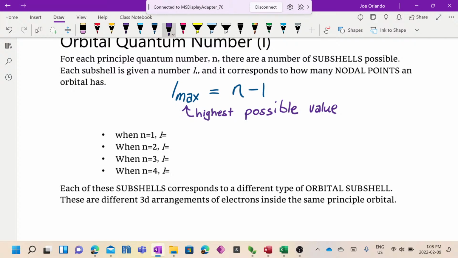The only possible value of L equals 1 is... By the way, I usually write L as a cursive L so that we can see that it's an L and not an I or a 1. So when n equals 1, L equals 0.